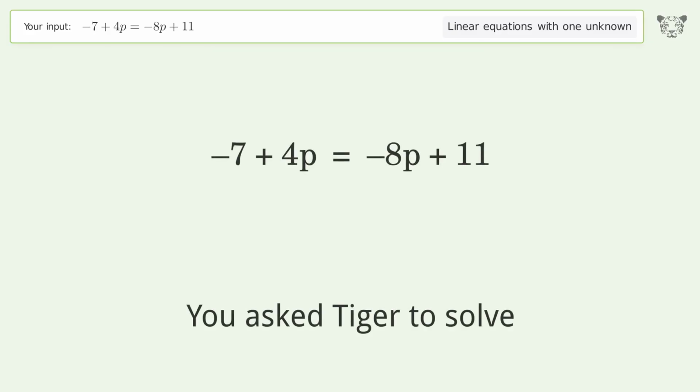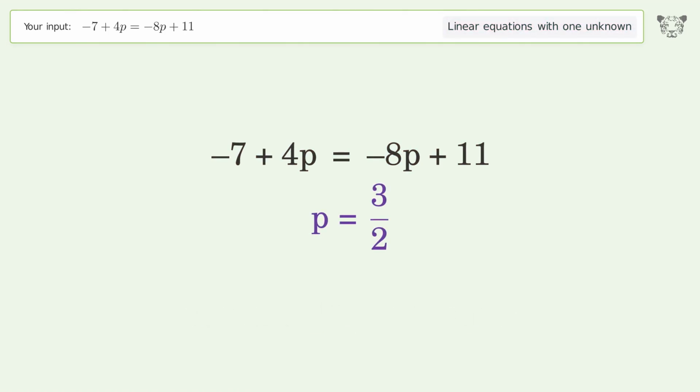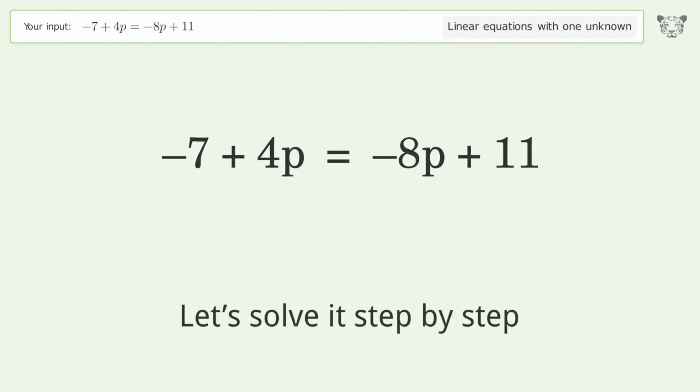You ask Tiger to solve. This deals with linear equations with one unknown. The final result is p equals 3/2. Let's solve it step by step.